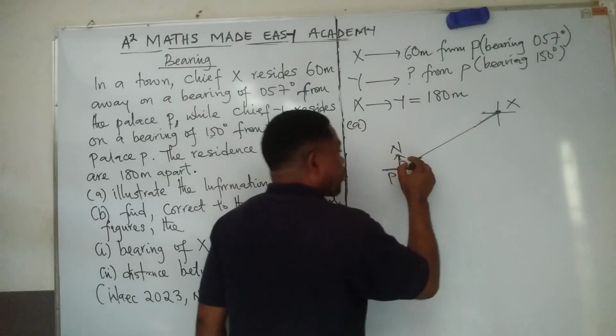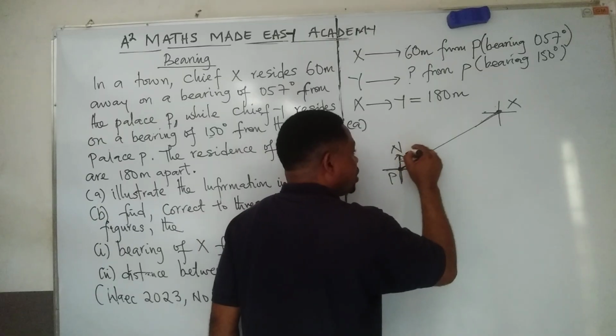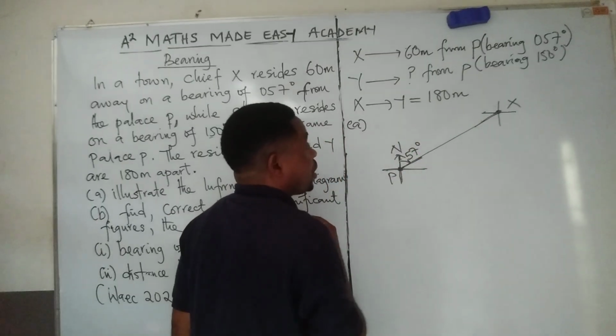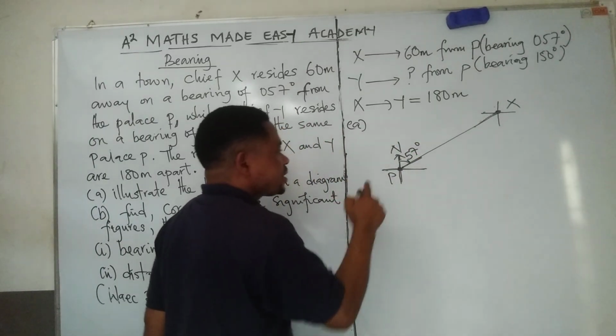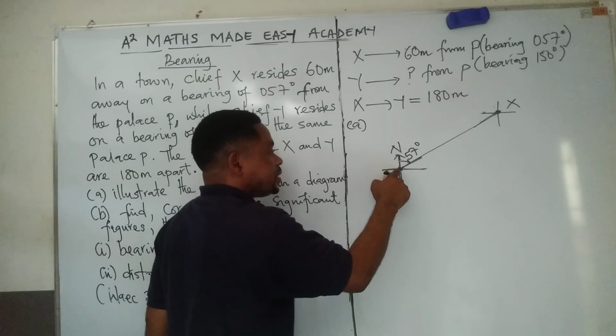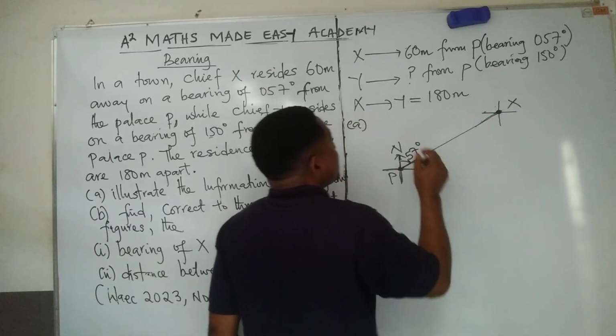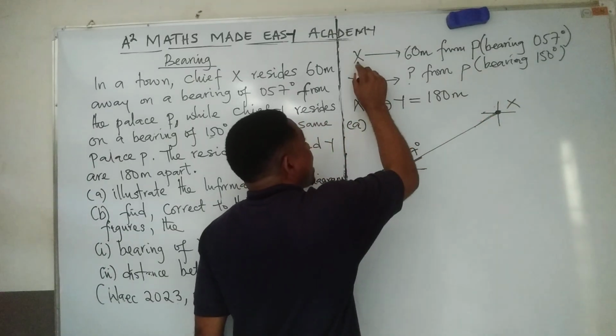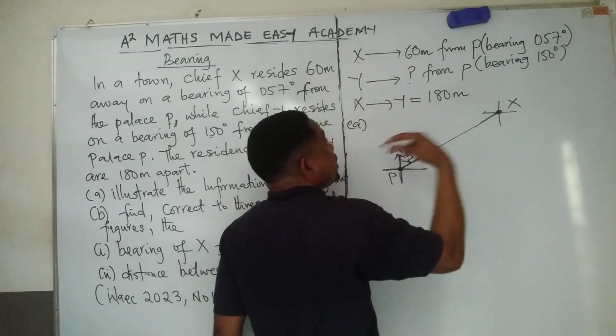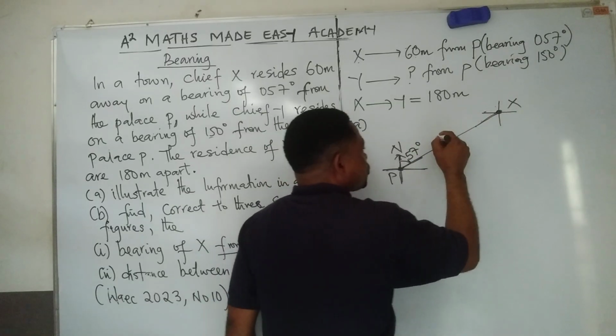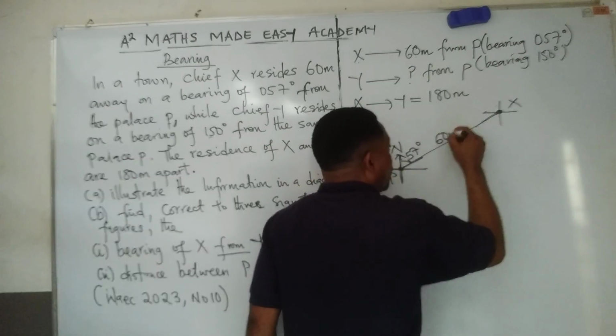That is to say, from this angle, what was given is 57 degrees from the question. Am I communicating? Then the next thing is the distance between point P and point X. Now observe this. Point X and P, what's the distance? 60 meters apart. So I will now go here and introduce 60 meters.